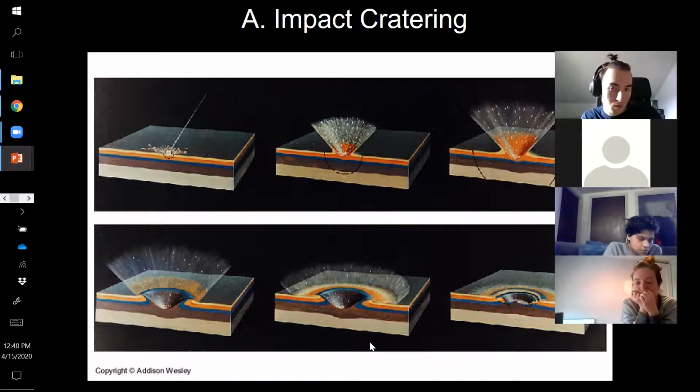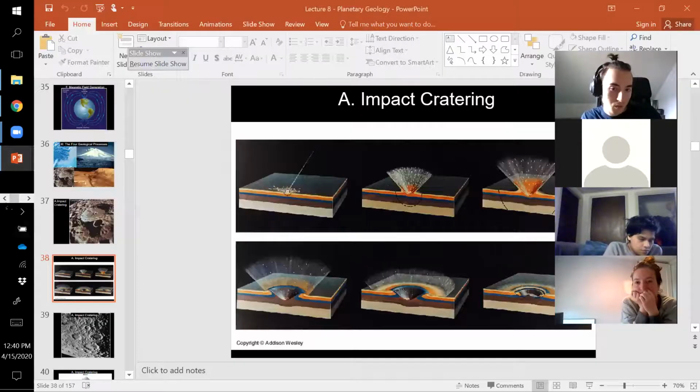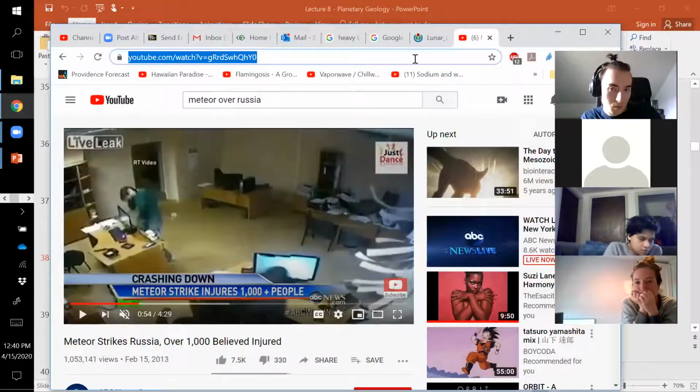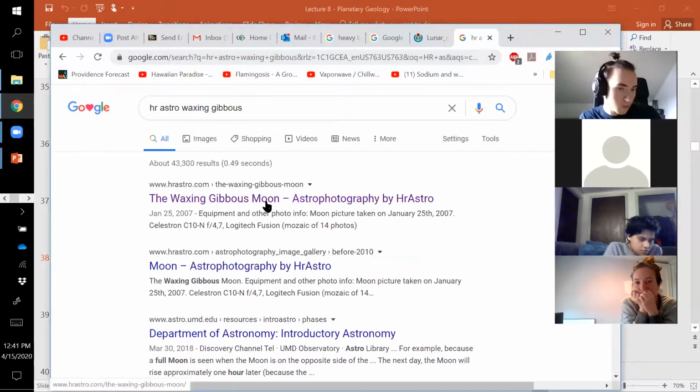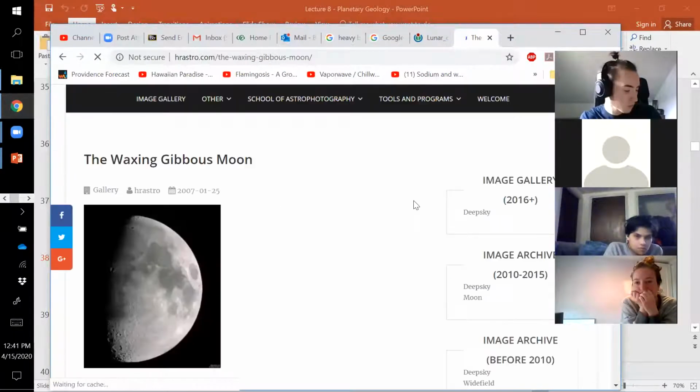Now, I asked you guys to look up the size of that crater Tycho. Let's see if I can find it. That was HR Astro, Waxing Gibbous. Do you guys remember what Tycho looks like? Let me show you this picture of the moon again.